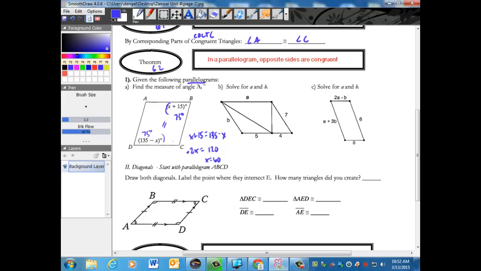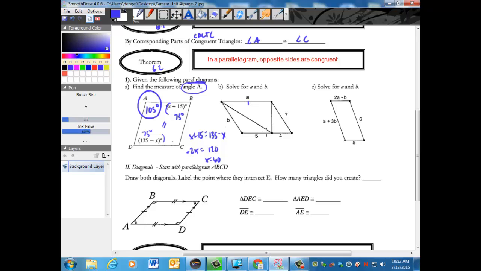Now, we have to stop for 1 second because it's asking for the measure of angle A. Well, angle A and angle B are consecutive angles. Angle A and angle D are consecutive angles. They add up to 180 degrees. This has to be 105 degrees. That's angle A.